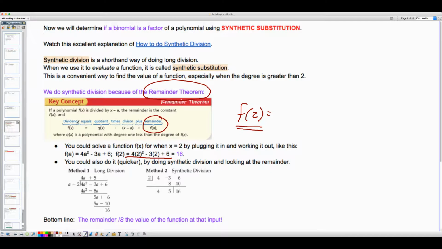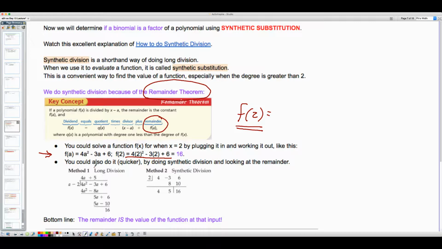So if I were to solve this and find the remainder when my x value is, say, 2, I could do that. So one way to do it is to plug it in. Now this works fine if you're working with just x squared, and you could do this relatively quickly. If you're doing it with large polynomials, synthetic division makes a lot of sense. If you did it with long division, this is what it would look like. Now I'm going to show you how synthetic division works.